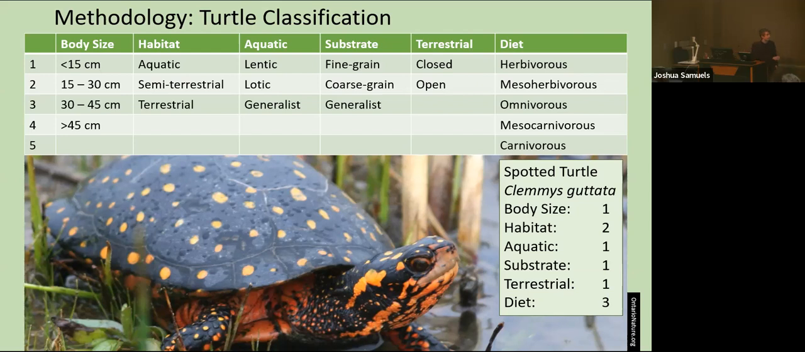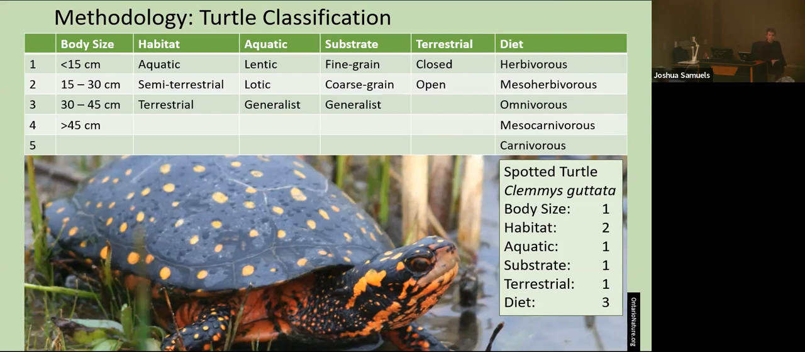Now, if we look at this handsome little guy down here, this is a spotted turtle. This is one of my favorite turtles of all. Just look at him. He's so cool. He has a body size score of 1, so it's a small turtle, among the smallest turtles in North America. It is a habitat of 2, so semi-terrestrial. So this is going between aquatic and terrestrial habitats.